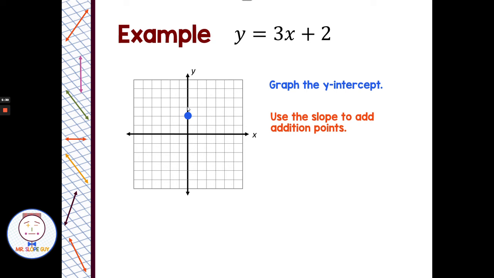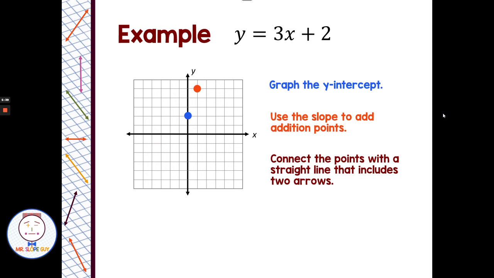So from this point, I can go up 1, 2, 3 spaces and right 1. You do both moves before you make the point, and put my point there. Then I can connect the points with a straight line, and we want to include 2 arrows because it goes on forever in both directions.